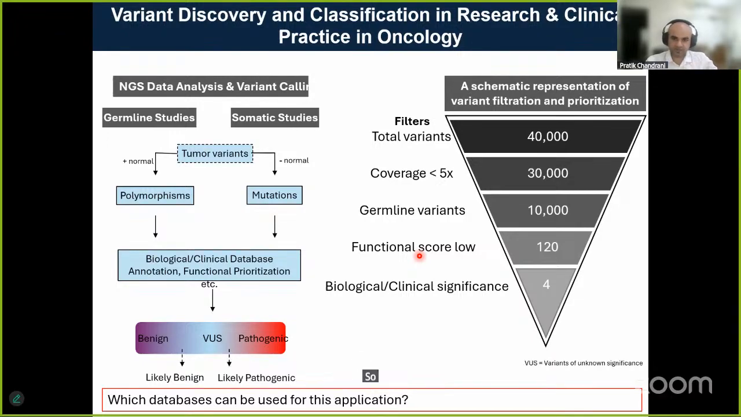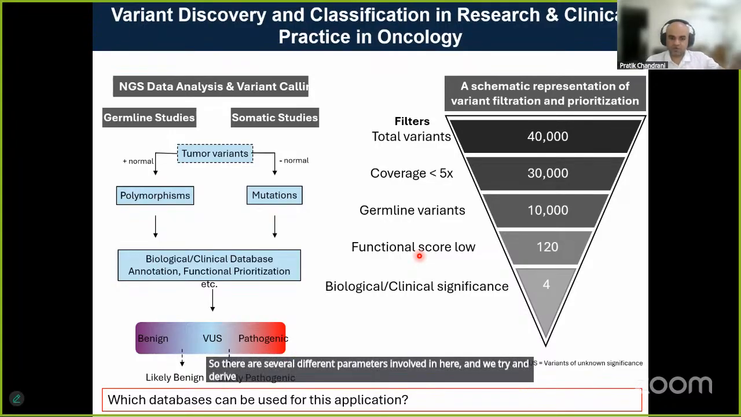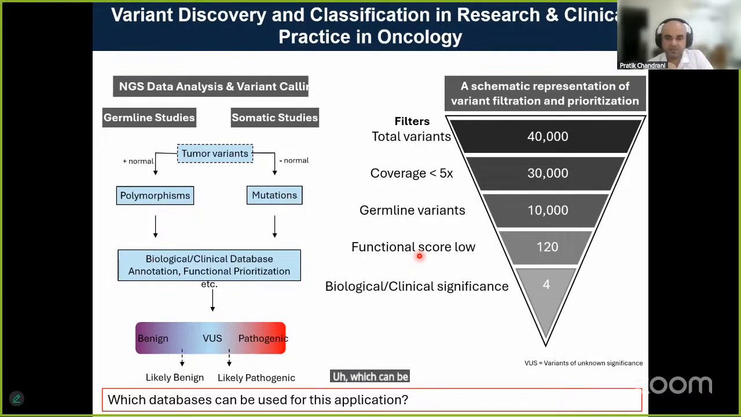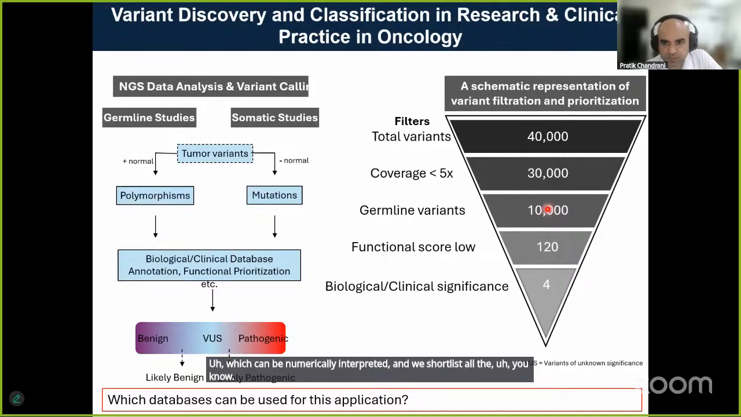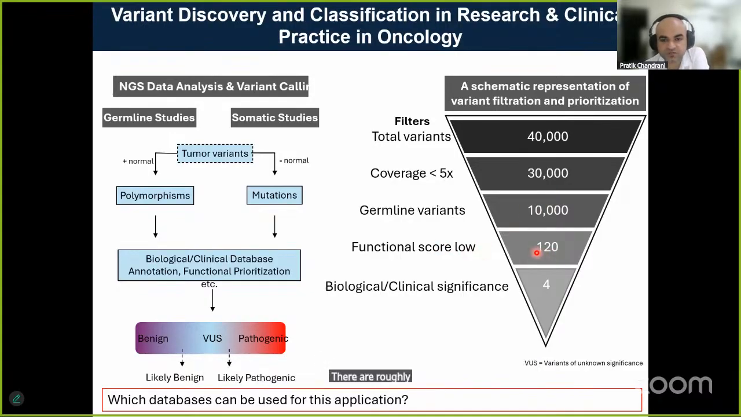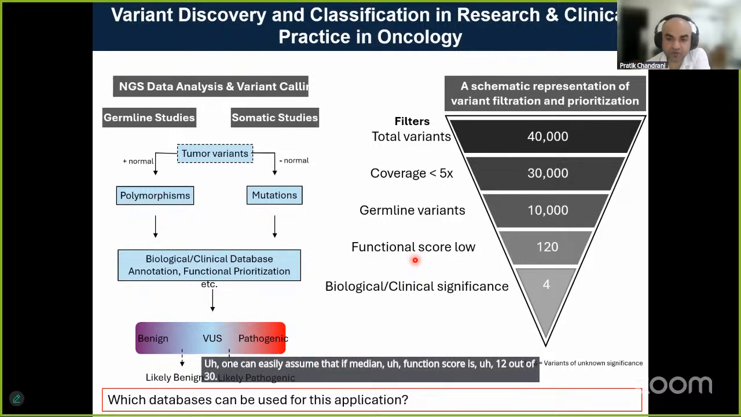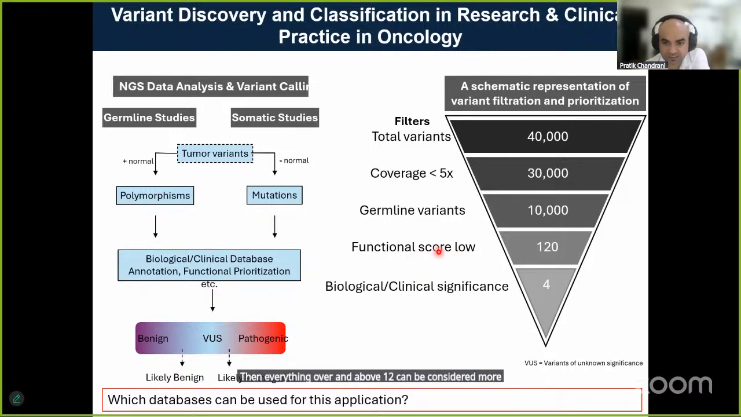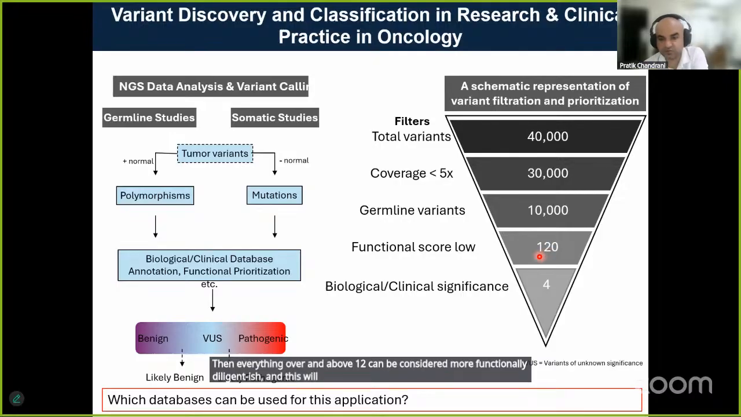So there are several different parameters involved in here, and we try and derive a mathematical score which can be numerically interpreted. And we shortlist all the 10,000 final mutations by using this functional score, and we find out that there are roughly about 100 mutations which have enough of a functional score. One can easily assume that if the median functional score is 12 out of 30, then everything over and above 12 can be considered more functionally deleterious, and this will generally yield a very small number.